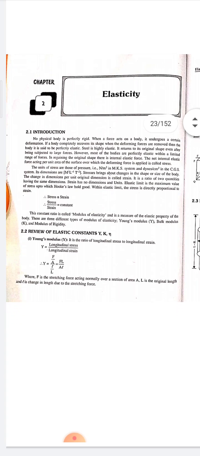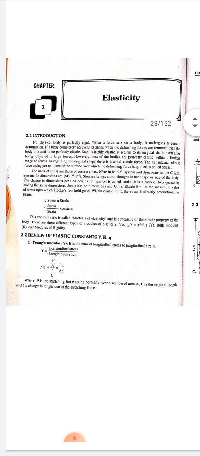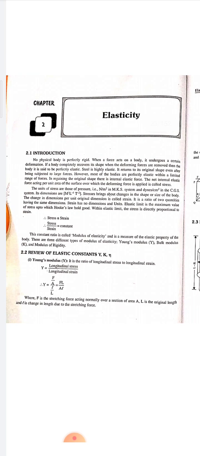dot dot dot. The units of stress are those of pressure, that is, Newton per meter square in the MKS system and dynes per centimeter square in the CGS system. That may come for the MCQ. Then the dimensions are M1 L minus 1 T minus 2. In the 12th you studied how the dimensions are written.